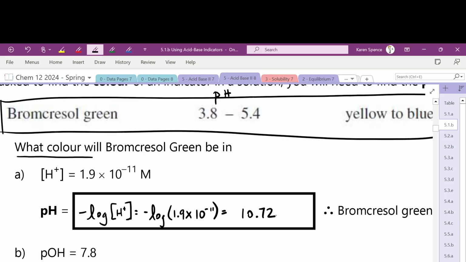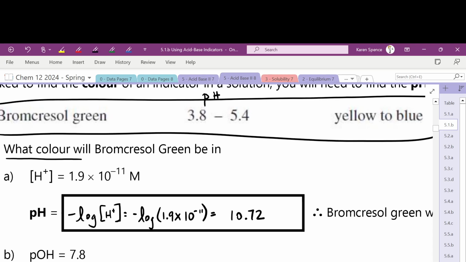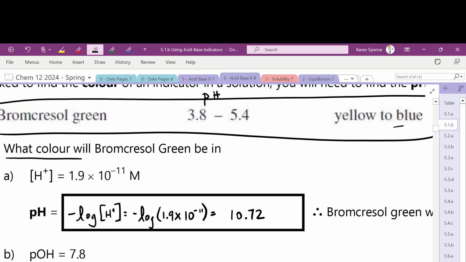Did you guys get 10.72? Okay. And at pH 10.72, what color would Brom Cresol green be? It would be blue because we're above 5.4.